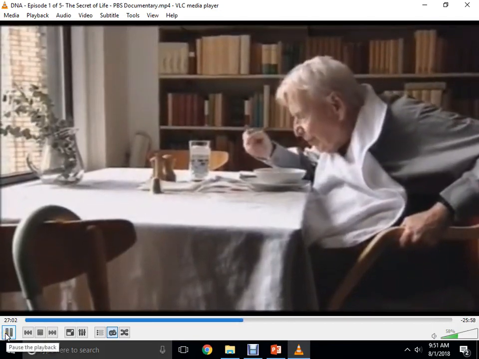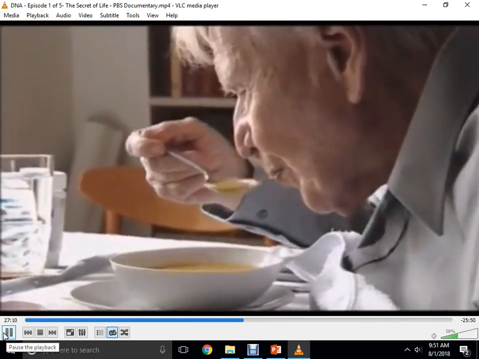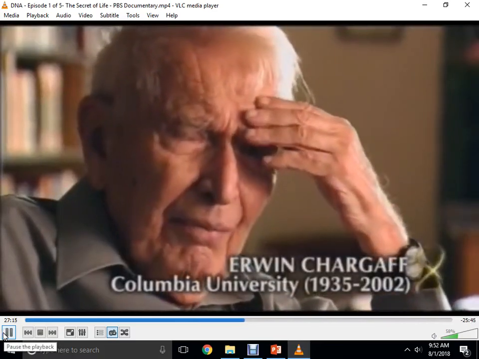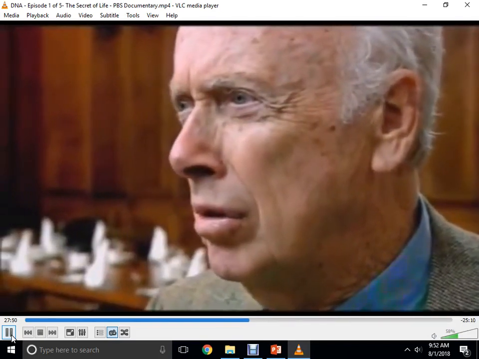Ninety-six years old, he's still bitter about what had happened. Chargaff was an expert in the chemistry of DNA. Over dinner, Watson and Crick tried to plumb him for information. Despite his extreme dislike for them, he did explain his Chargaff rules that state the relative amounts of the four basic ingredients of DNA.